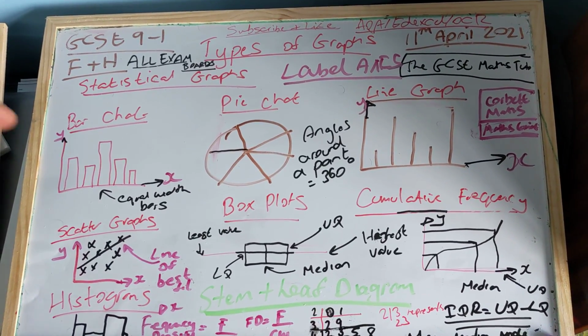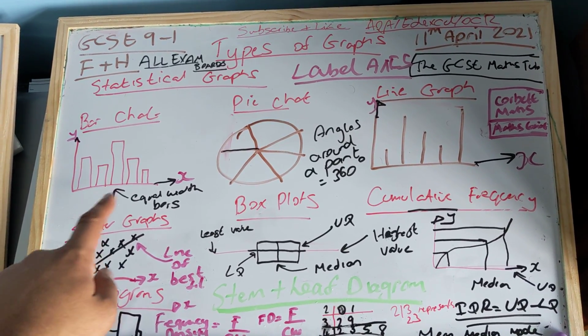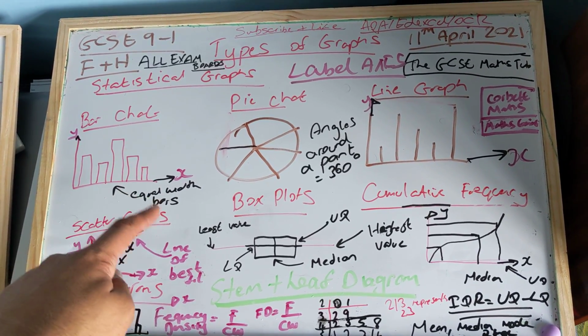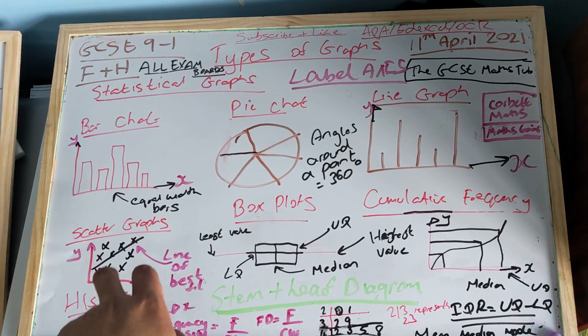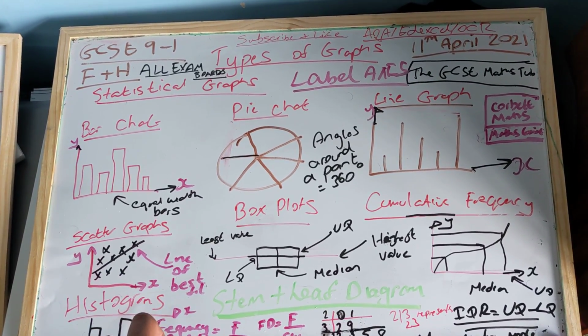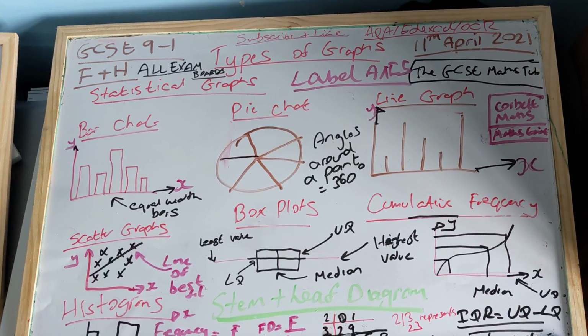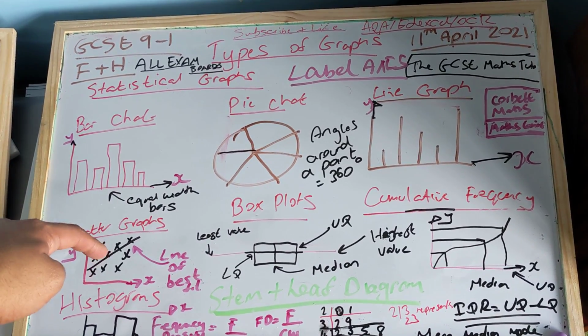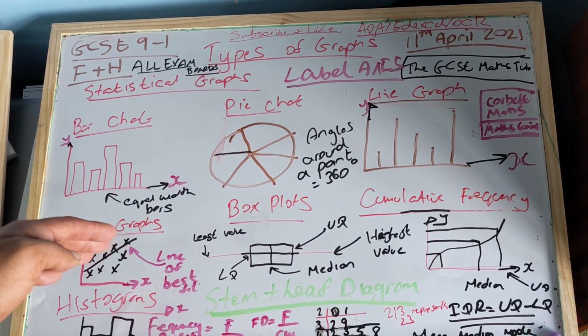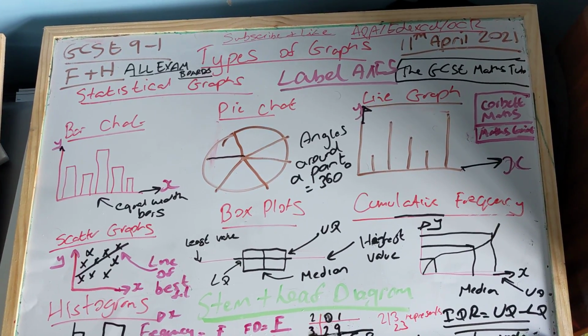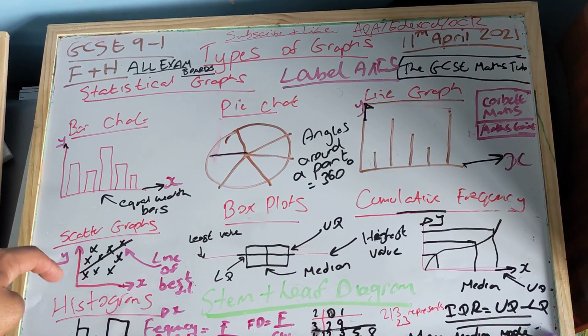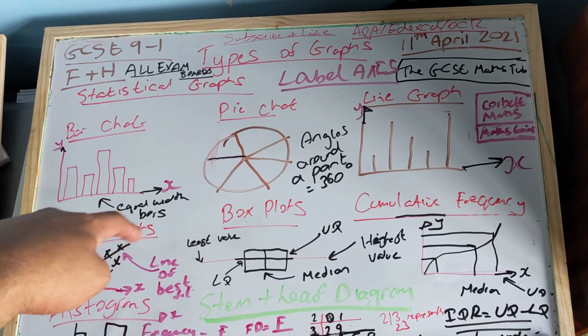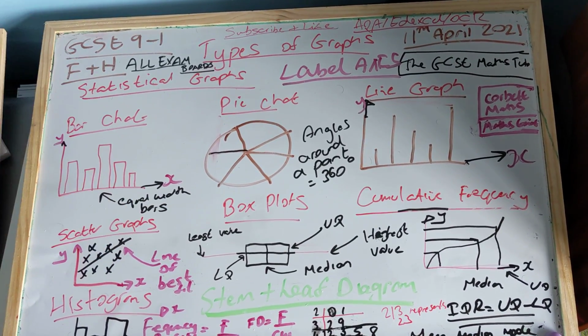Right, guys, number 4 is scatter graphs. This is what I call a scatter graph. The key message to remember is the line of best fit. It's usually drawn in the middle of all these points here, if that makes sense. It doesn't have to go through the origin. It can go through any part of the graph.